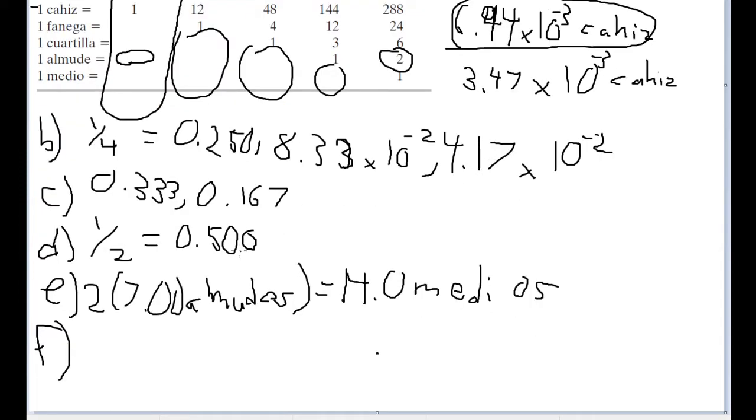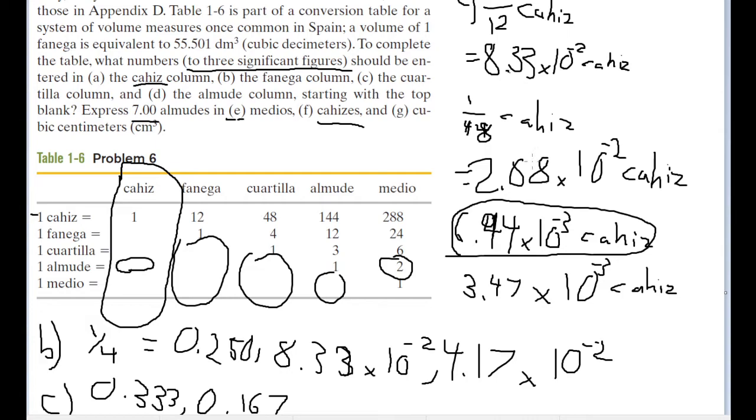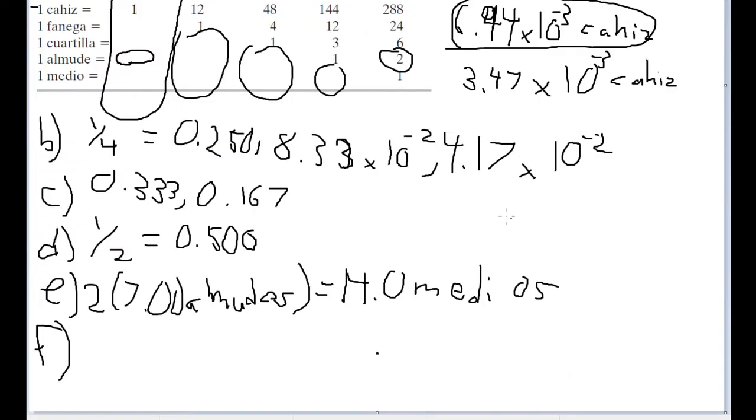So if one almude is equal to that many cahizes, then let's just multiply both sides by 7. So 7 almudes is going to be equal to 7 times this, which is going to be 4.86 times 10 to the negative 2 cahiz.